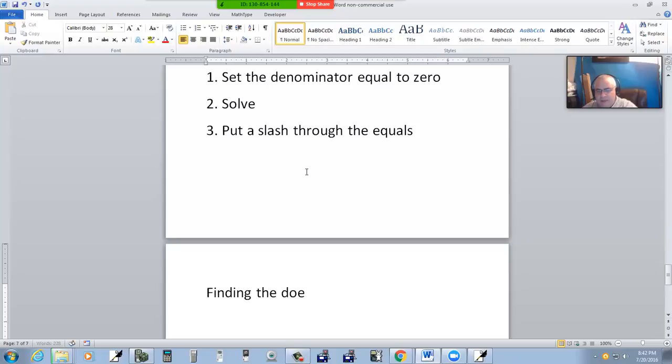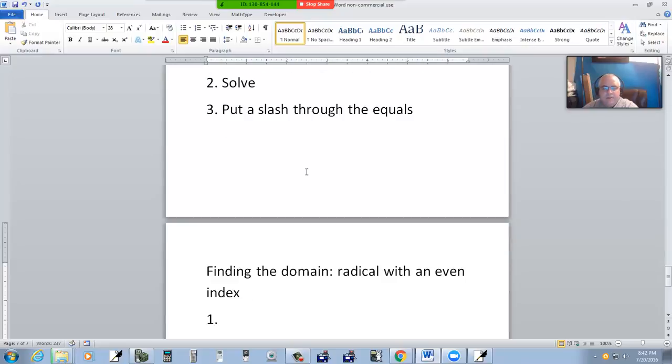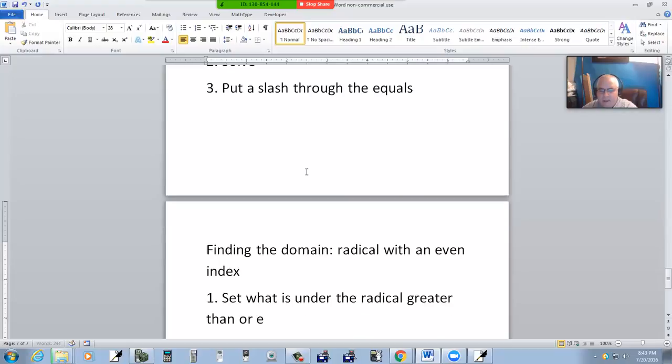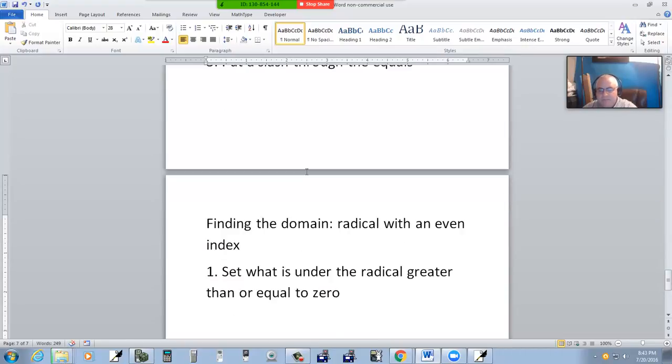Okay, finding the domain where you got a radical with an even index. Step 1. Set what is under the radical, the radicand, greater than or equal to 0. We can't have a negative number underneath a radical with an even index. It gives us an imaginary number. And then step 2 is solve.